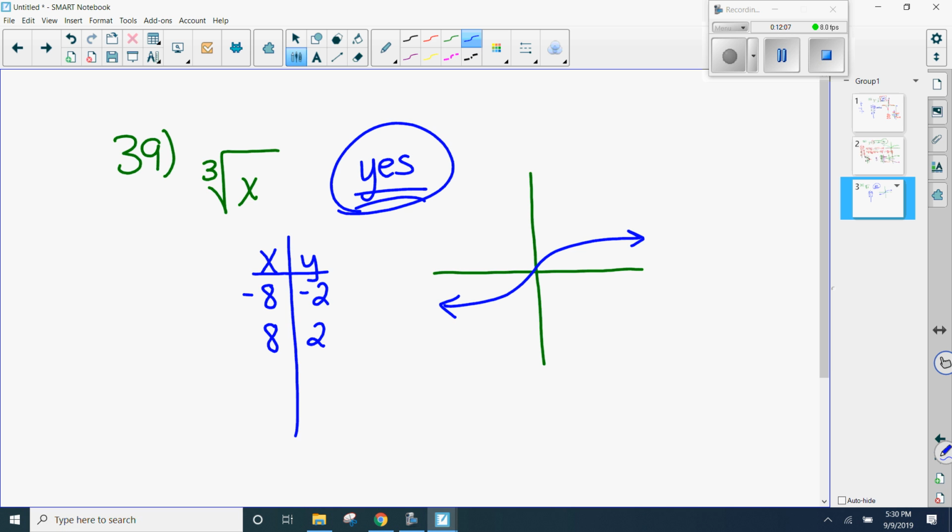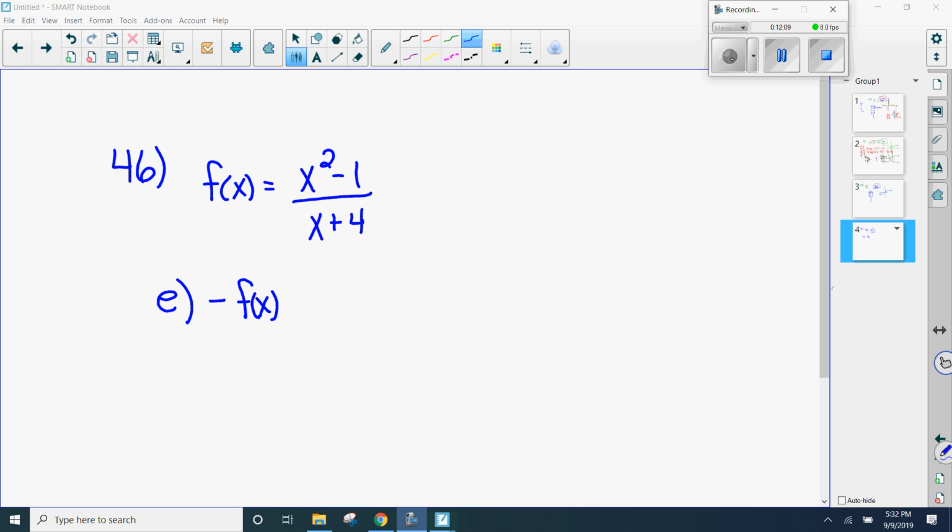All right, let me stop this a second. Okay, so the next question is on 46, I believe, just part E. And 46 says f of x is equal to x squared minus 1 over the quantity x plus 4. You want part E, which says negative f of x. So if I want to calculate, it's the opposite of whatever f of x is. So I want the opposite, and f of x is x squared minus 1 over x plus 4.